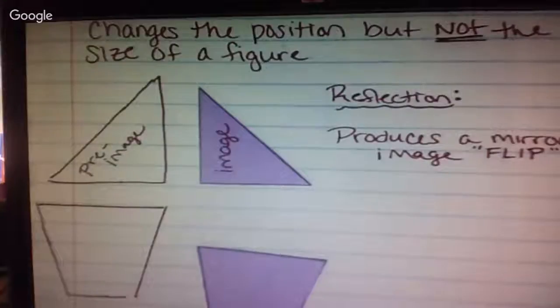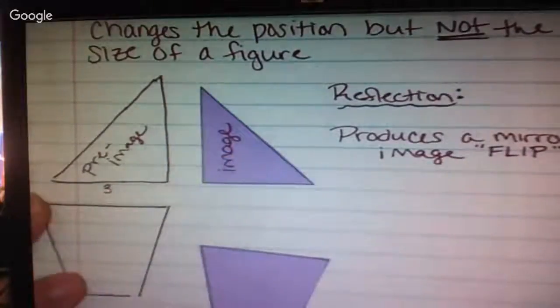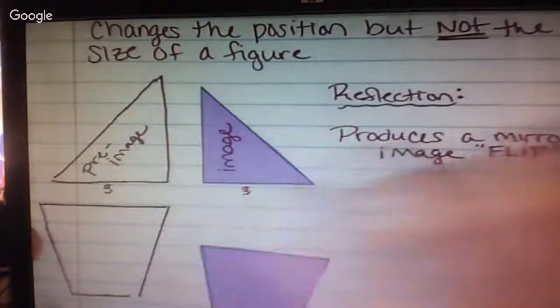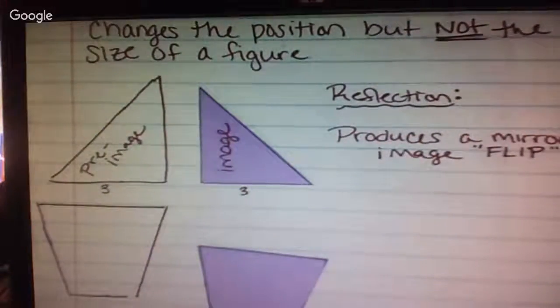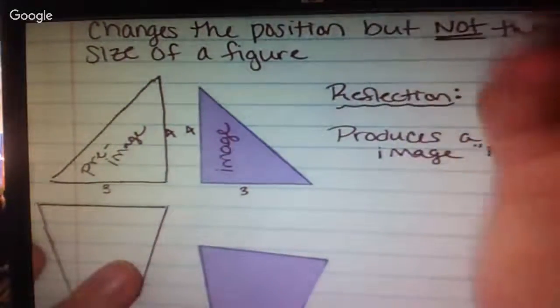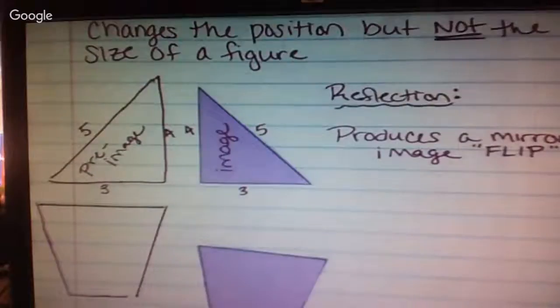Okay. So what happens here when you have a reflection? Your lengths of your sides stay the same. So if this bottom piece down here is a 3, that means the corresponding side over here is a 3. If this side is a 4, this side of your image is a 4. If this side is a 5, this side is a 5. So the lengths are preserved.